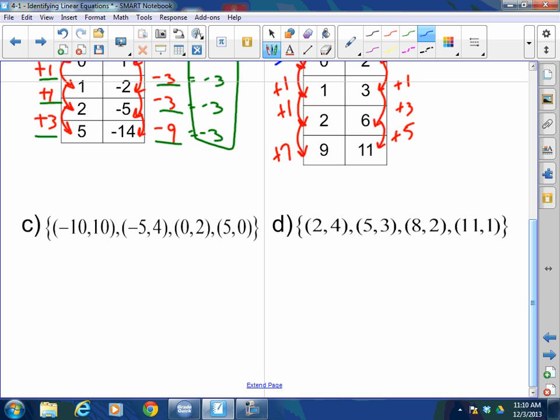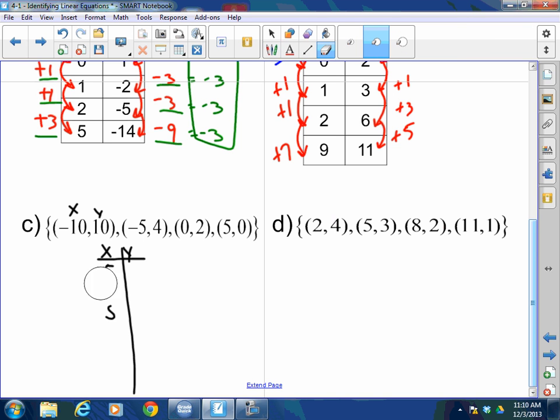I gave it to you in a different format, but who cares? We can rewrite this. Remember, those are the x's, those are the y's. So let's go ahead and rewrite this in order: negative 10, negative 5, 0, and 5. Then I got 10, 4, 2, and 0.